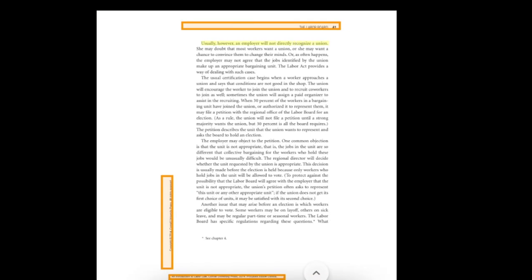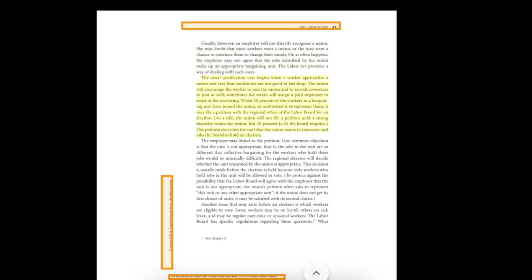Usually, however, an employer will not directly recognize a union. She may doubt that most workers want a union, or she may want a chance to convince them to change their minds. Or, as often happens, the employer may not agree that the jobs identified by the union make up an appropriate bargaining unit. The Labor Act provides a way of dealing with such cases.